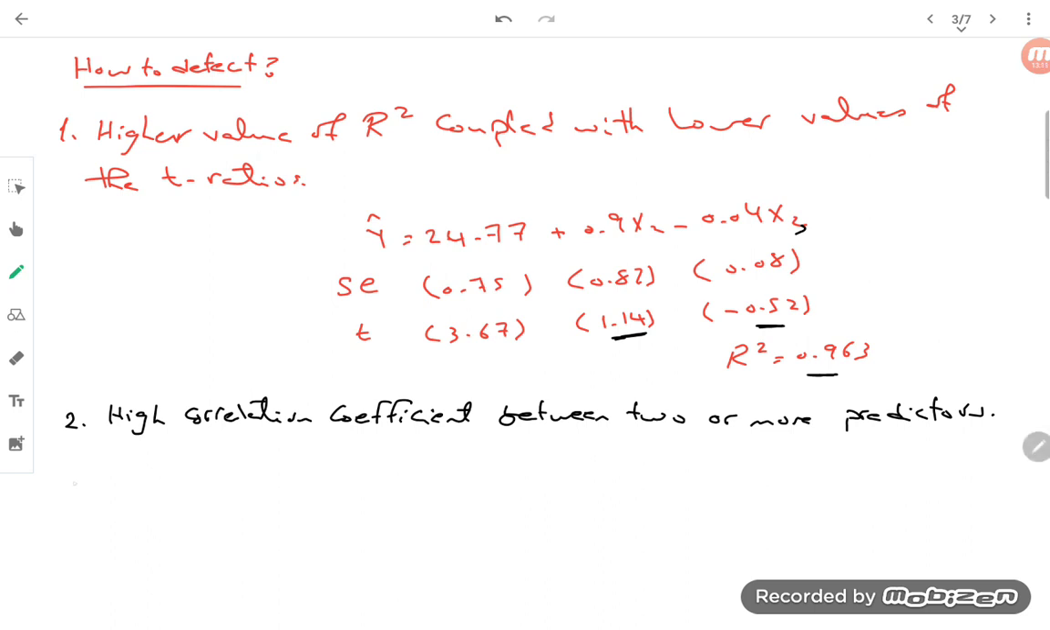And number 3, auxiliary regression. Auxiliary regression shows that regressing one predictor on another yields highly significant results. This is also an indicator for the high correlation between two predictors.